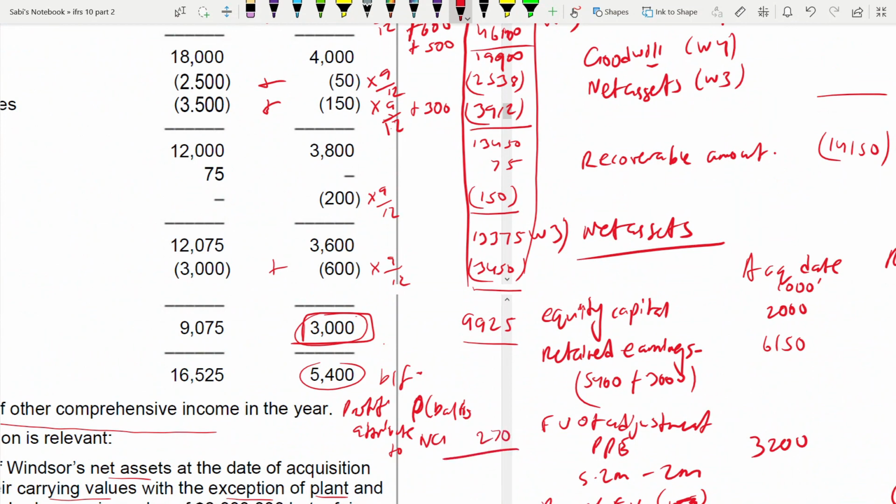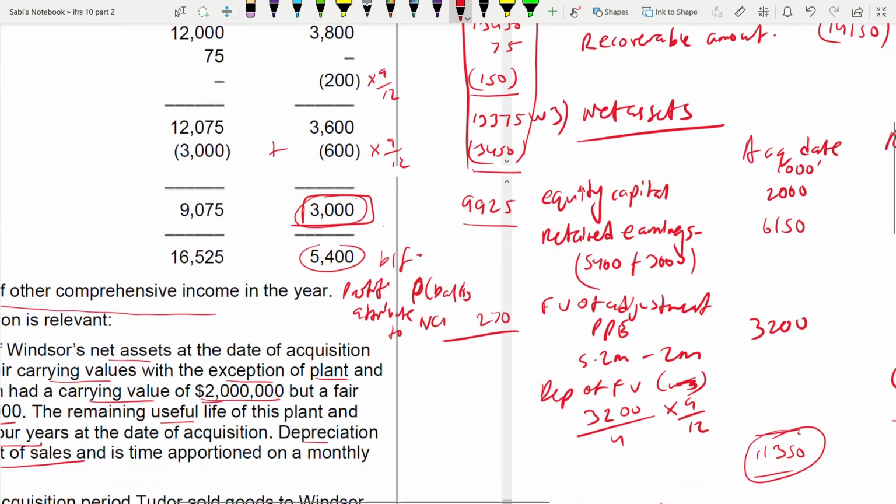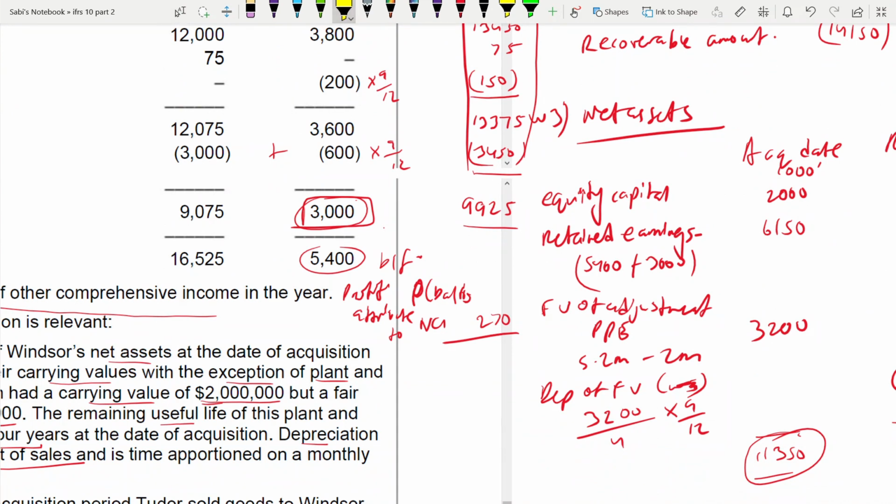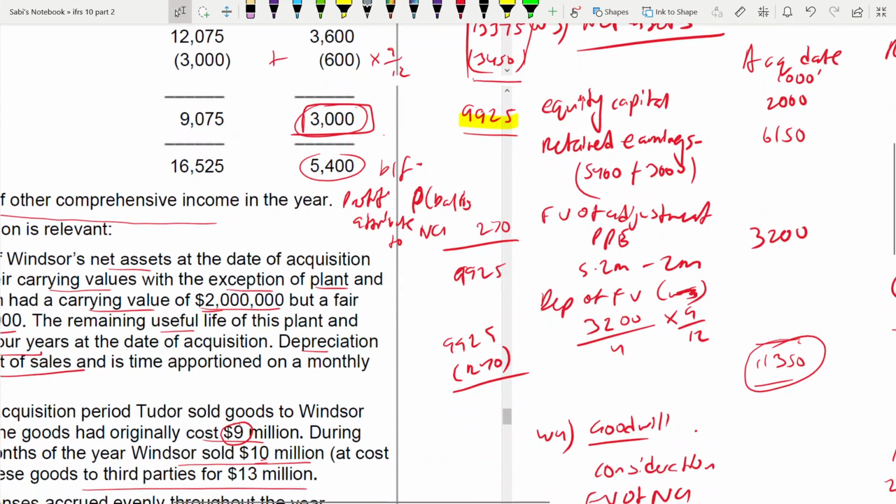How are you going to get it? See, this profit has to be, I'll highlight it for you, 9,925 only. Here also it will be 9,925. So just go back, 9,925 deduct 270 to find the balancing figure, that is to get for the parent, which is 9,655. So it's here 9,655. That's how you get it.